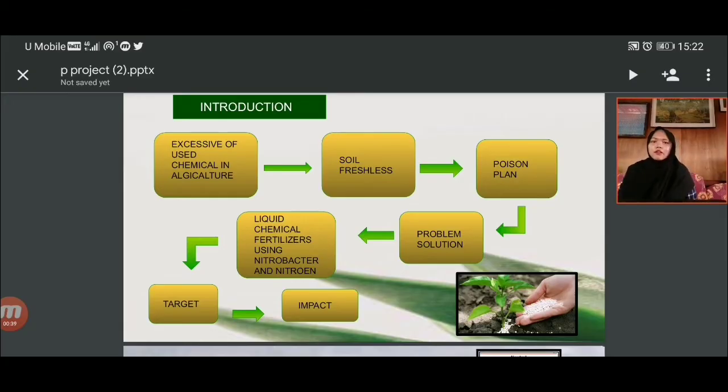Assalamualaikum and selamat sejahtera. Saya Masita binti Jamaluddin from DPE002. So today I will present our FYP, and our topic is liquid chemical fertilizer using Nitrobacter and nitrogen. So first, introduction.